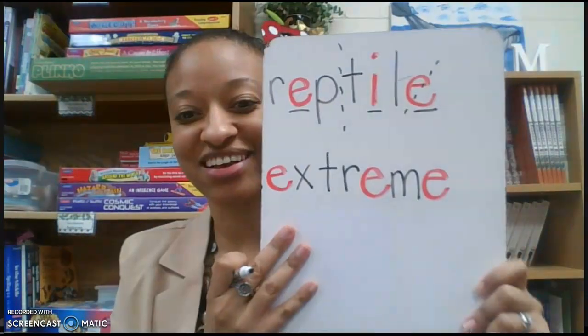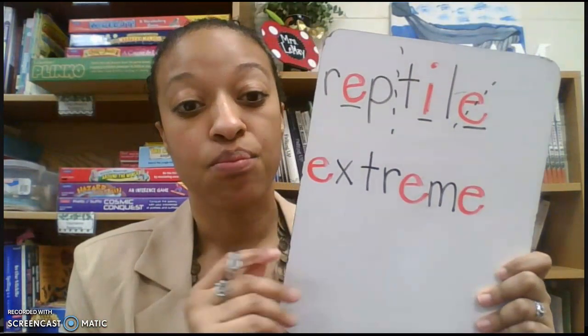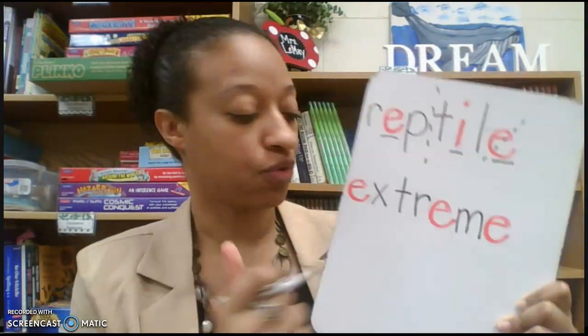Once again, I'm going to make my vowels red, just to help you out a little bit. The word is E-X-T-R-E-M-E. Give me just a second. I'm writing my letters in different colors. There we go. Mark your vowels and see if you can divide your word. Go for it.